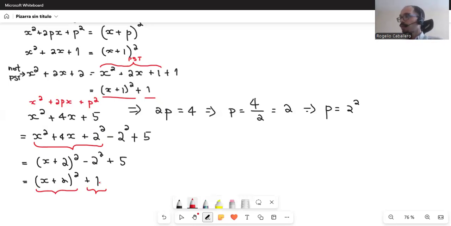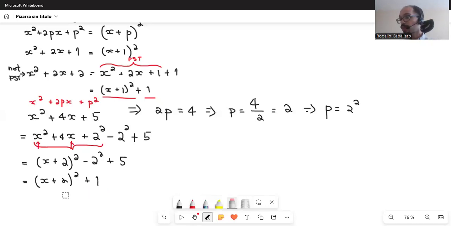And as you can see, we have here in this final expression only one instance of the variable x, whereas we have two instances of the variable x in the original expression. So yes, we have succeeded in completing the square. So very good. Let's see another example.